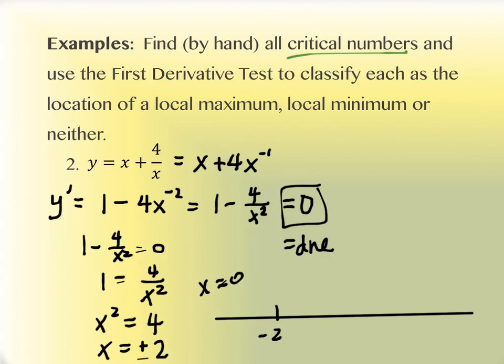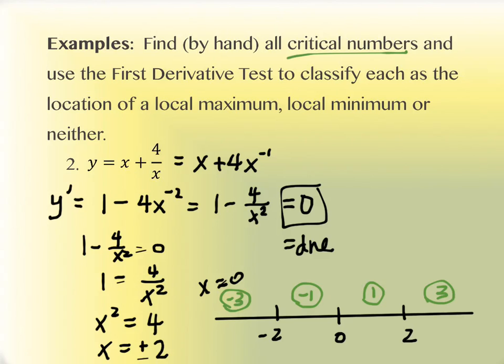So I'm going to put my negative 2, my 0, and my 2 on a number line, and I need to test points around them. So I need a value before negative 2. So what do you want to try? Okay, negative 3. How about between negative 2 and 0? Okay, and then 1. Okay. And then you do 3?